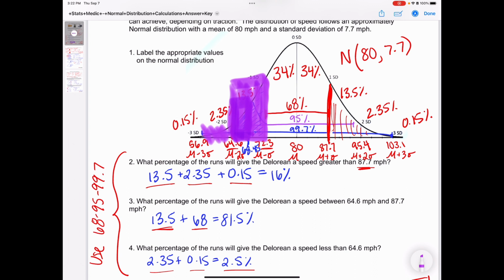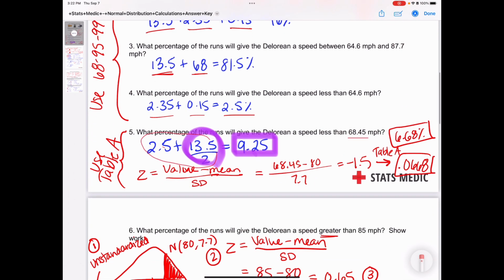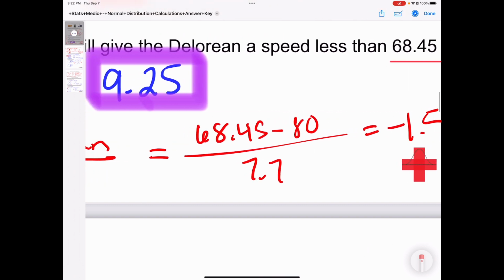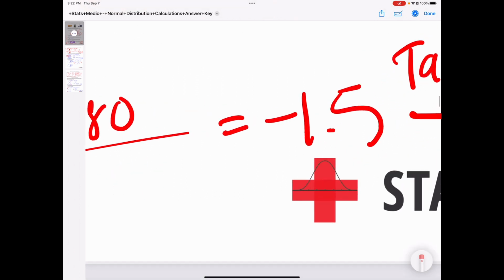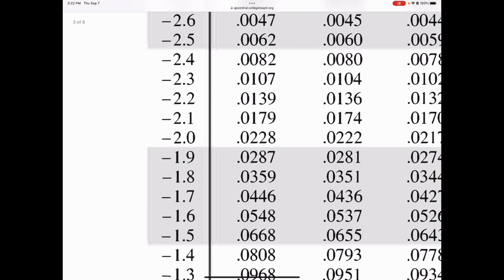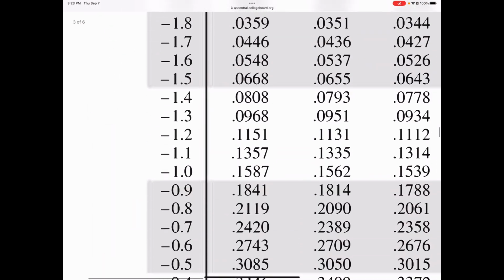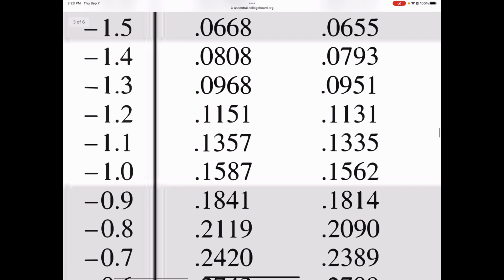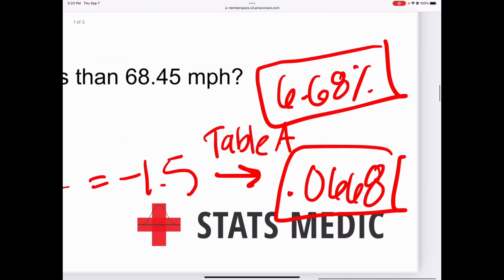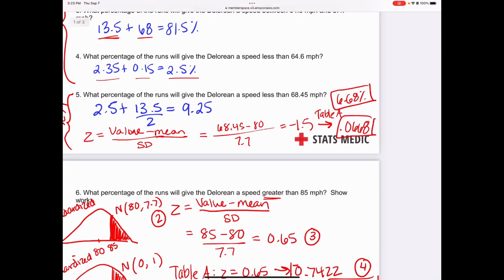But as you can see, I can't cut it in half, so I am going to use z-scores. Let's find the z-score. Remember, the z-score is the observed minus mean divided by standard deviation. So my observed value was 68.45 minus 80, because that was the mean given to me, divided by 7.7, and I get negative 1.5. Then we go to the table. Negative 1.5, as you can see, is right here at 0.068. As I indicated already, that is 0.068, which is 6.8%, 6.68%.